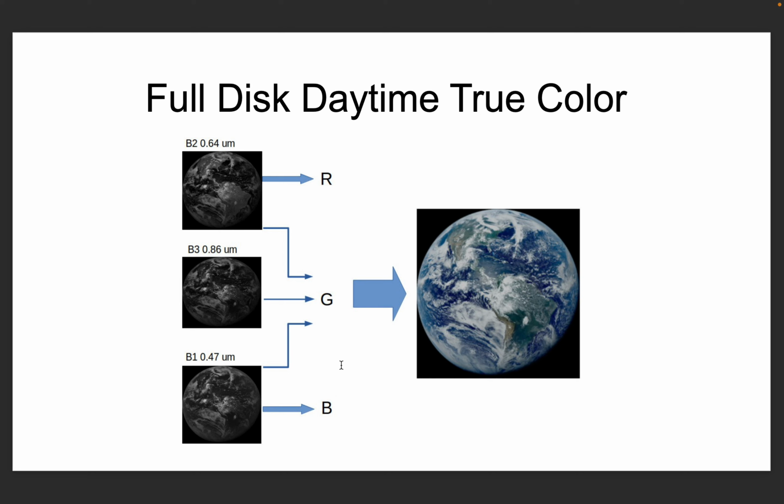We create the true color daytime using a combination of the first 3 bands from GOES. The green, of course, is synthesized green using these bands. And we are also using GeoGrid from you to do this.